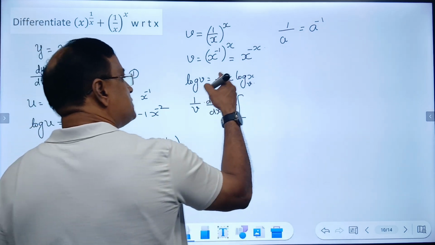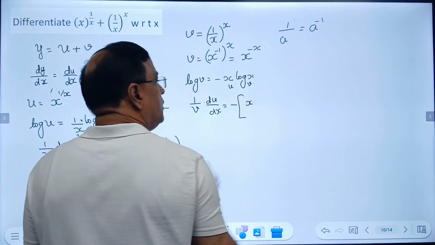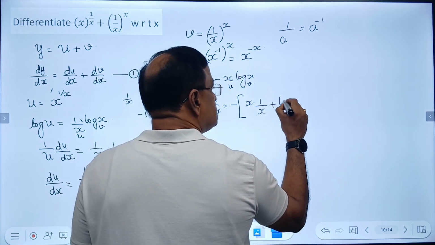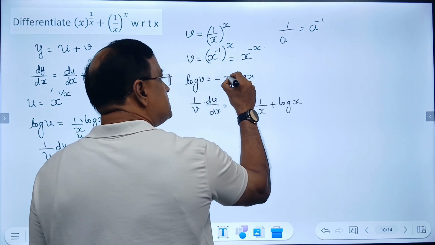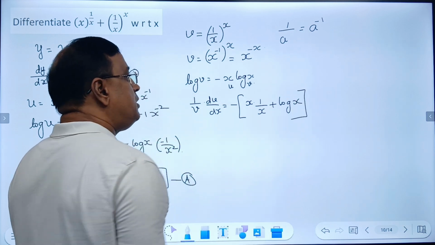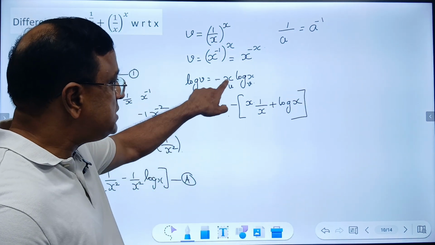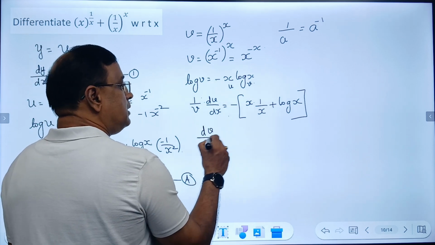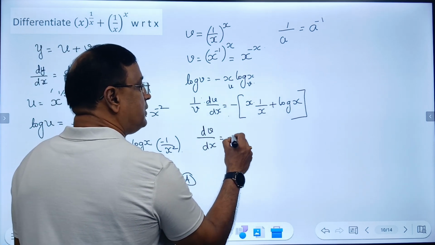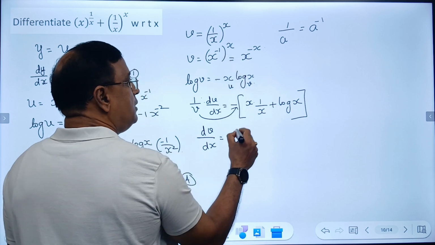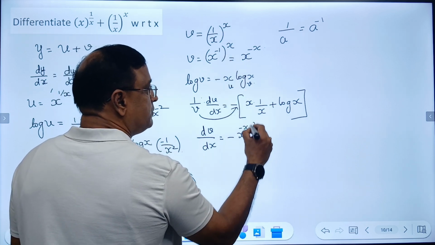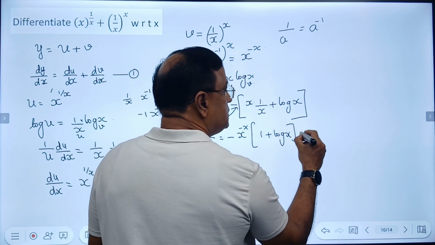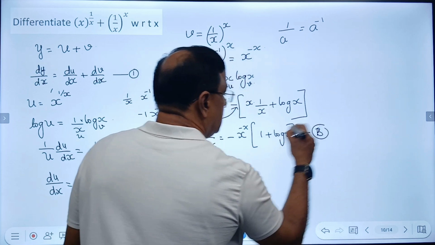What is the differentiation of x log x? X into log x differentiation is 1 by x plus log x into, what is differentiation of x? Differentiation of x is 1. Remember, I have kept the minus outside. So u is x, v is log x. So now what is dv by dx? dv by dx will be minus sign, v comes here. What is v? V is x power minus x. This will be 1 plus log x. All this is b. Now what do you do?